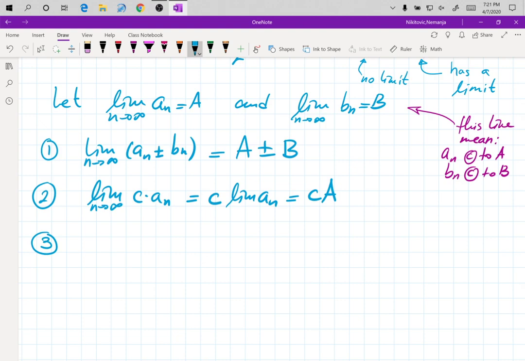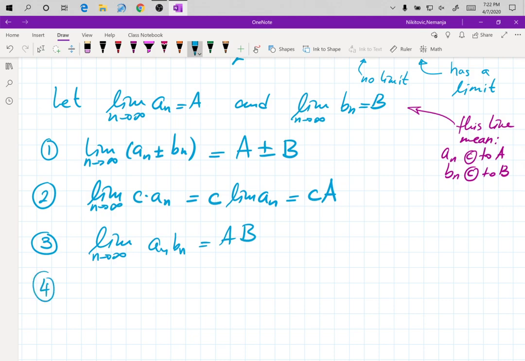Number 3. The dangerous ones, right? an times bn is AB. So this is something that is true, right? And holds for limits, but it does not hold for the product rule, right? For derivatives, it doesn't hold for integration. We have to go around those types of things as we do, right, problems.